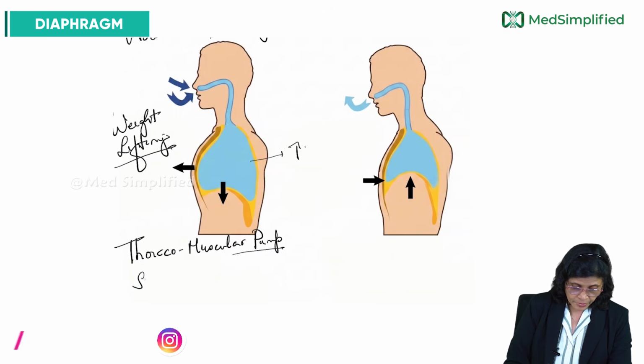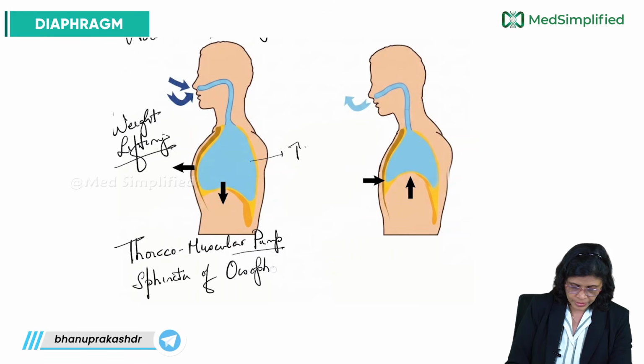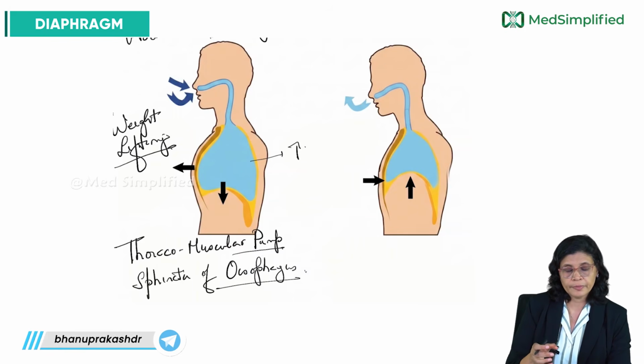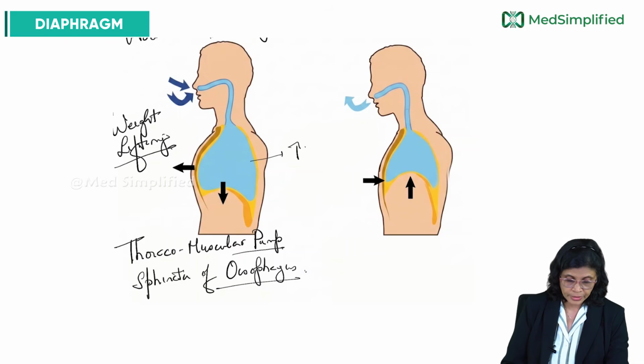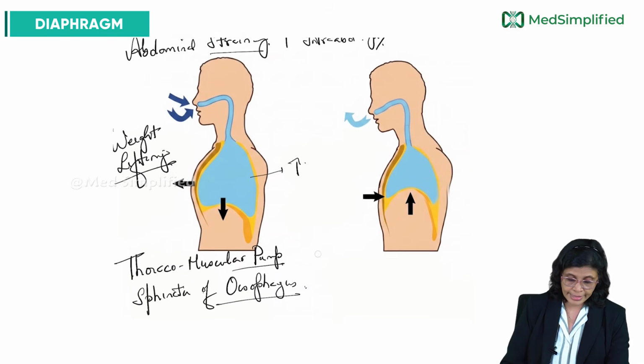Next, it acts as a sphincter of esophagus. So these are all its functions. It acts as a sphincter for the esophagus. So the fibers of the right crus of the diaphragm will act as a sphincter for the esophageal opening. So this is all about its actions.